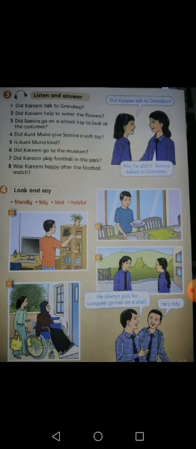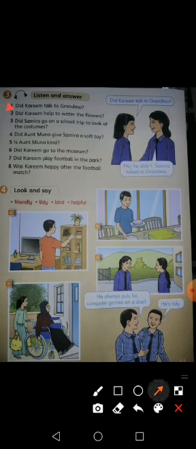Grandma asked, Did their team win? Yes, it did, and they were very happy. The team won, okay, and they were very happy. So now let's answer the questions. Okay, number 1. Did Kareem talk to Grandma? Who talked to Grandma? No, he didn't. Samira talked to Grandma, right? Kareem didn't talk to Grandma, right?